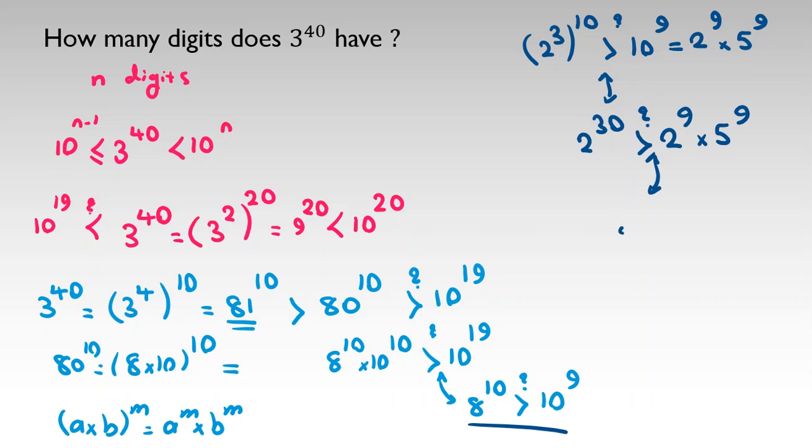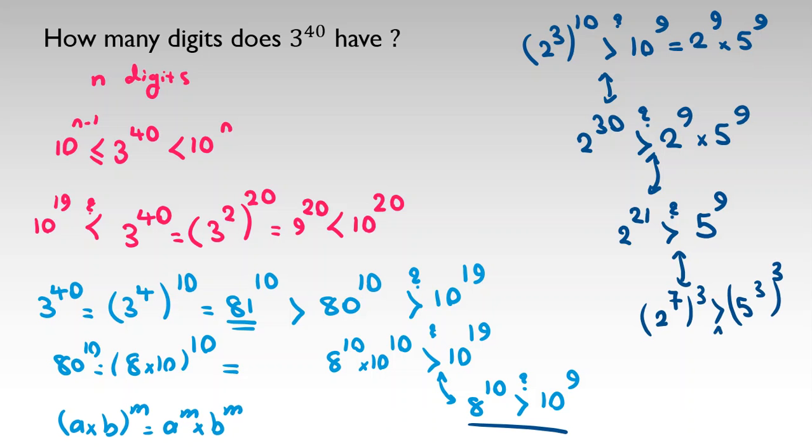If I divide by 2 to the 9, it will be 2 to the 21 greater than 5 to the 9. And if we raise to the power of 1 over 3, it is equivalent to 2 to the 7 cubed being greater than 5 cubed, which is equivalent to 2 to the 7 being greater than 5 cubed. The right side is 125, and the left side is 128. So we see it is correct. So all of them will be correct. Correct. So we've proved this.